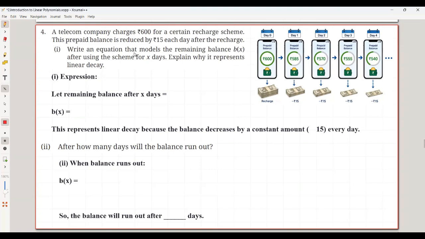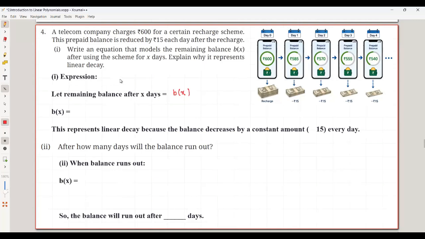Here you have to write an expression. Let the remaining balance after X days be P of X. P of X is given in the question, so we take it as P of X. If nothing is given, for balance we would take P. So we have to form a linear expression.